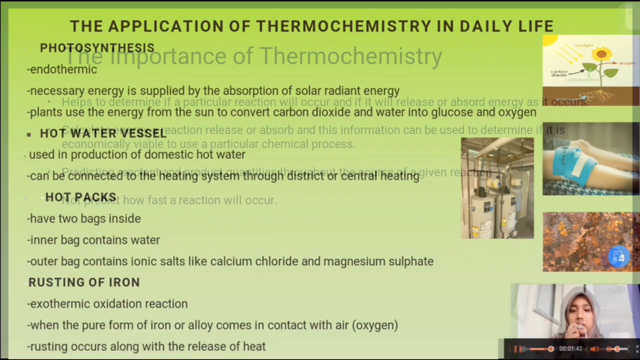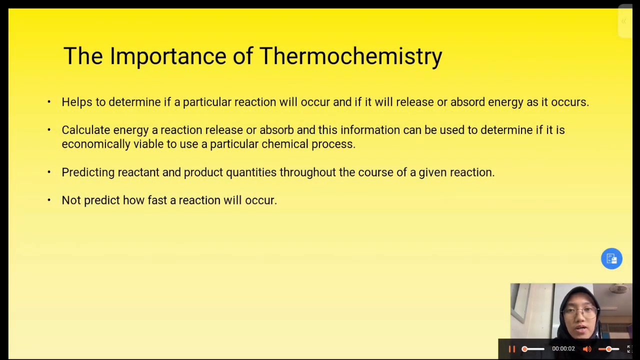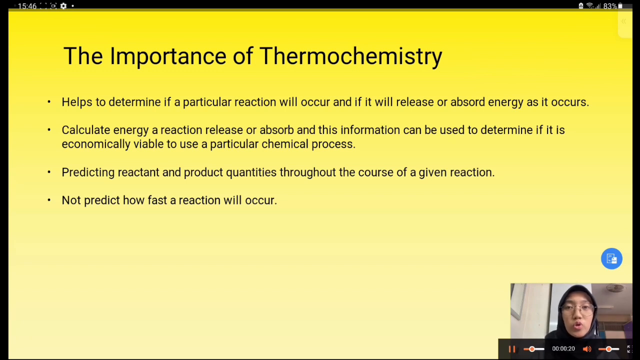Now, let's move on to the last part, which is the importance of thermochemistry. Thermochemistry is a very important field of study because it helps us to determine if a particular reaction will occur and if it will release or absorb energy as it occurs. It is also possible to calculate how much energy is absorbed or released, and this information can be used to determine if it is economically viable to use a particular chemical process.